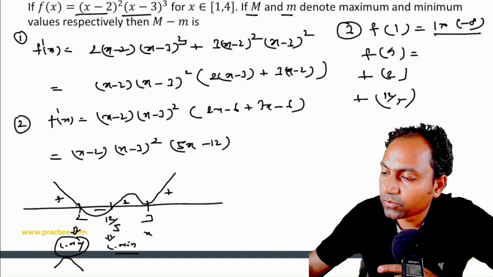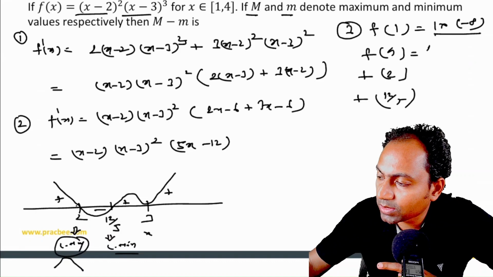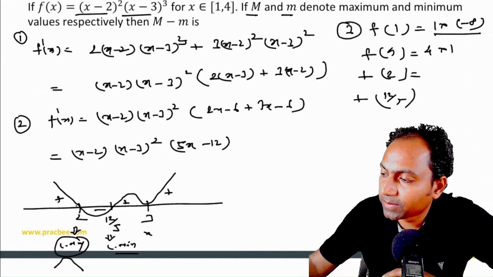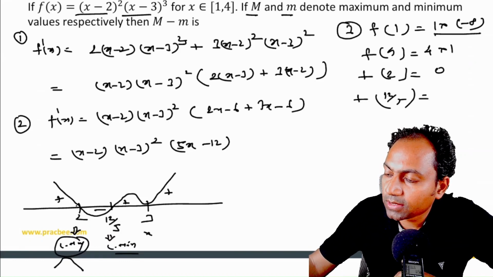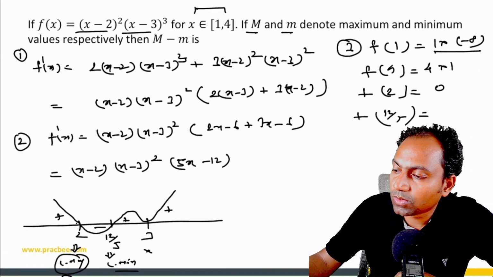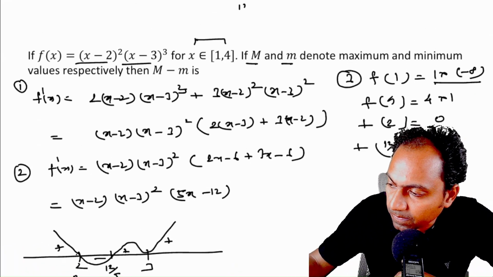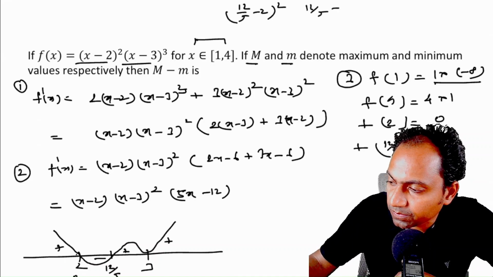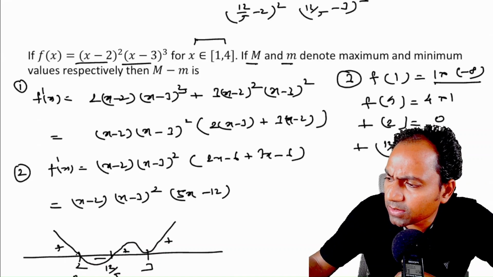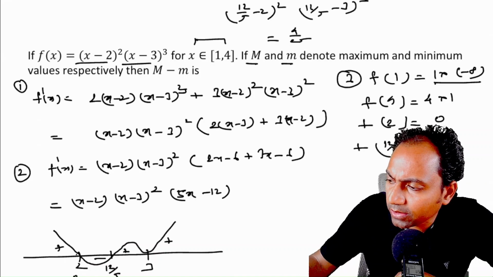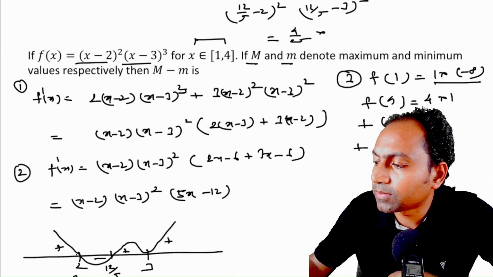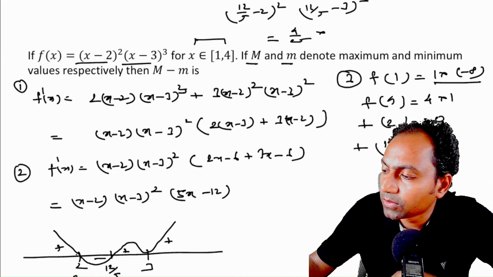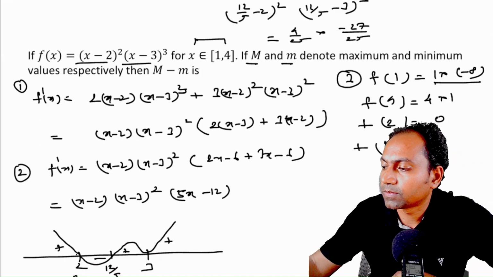In the second part, if I put 4, it is 4 minus 2, so that will become 2 square, that is nothing but 4, and into 1. And if I put 2, it becomes 0. And if I put 12 by 5 here, let us see what I am getting. So 12 by 5 minus 2 whole square into 12 by 5 minus 3 whole cube. If I do this, this becomes nothing but 4 by 25, and this will become nothing but minus 3 by 5 whole cube, so minus 27 by 25.